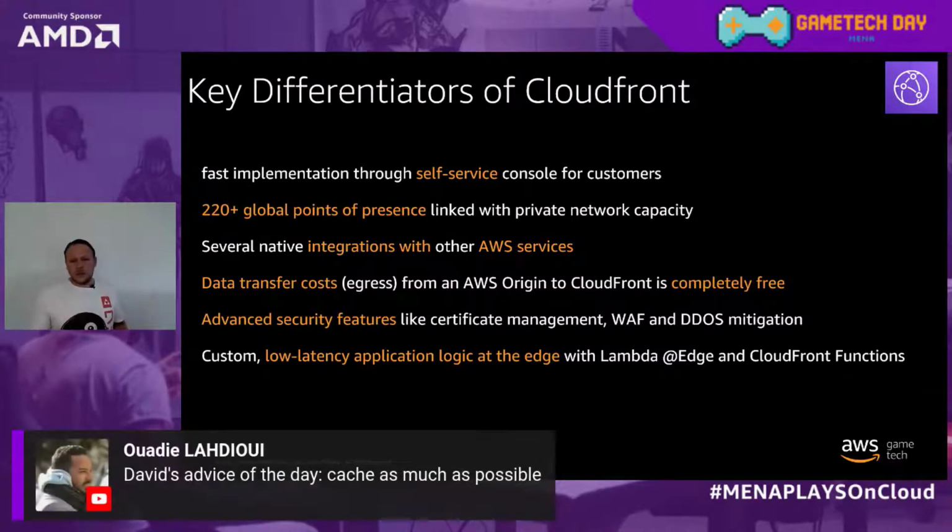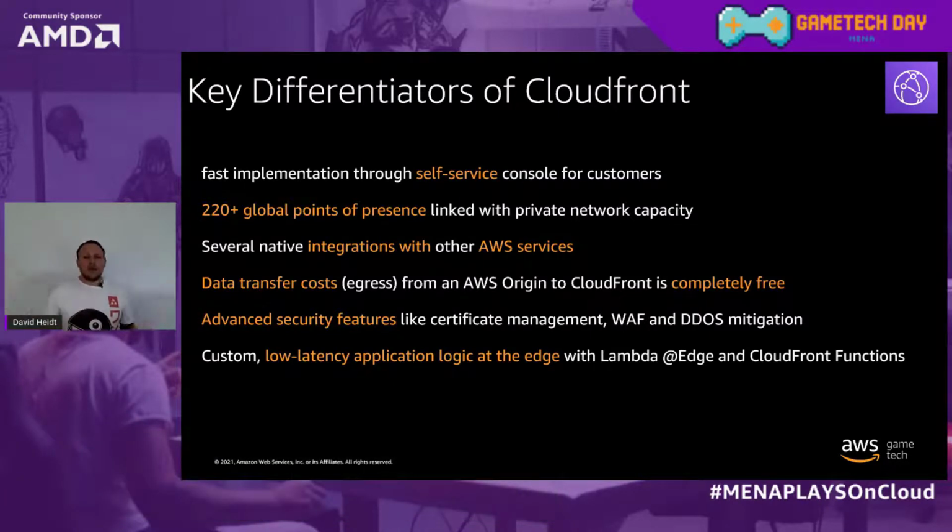We have a huge Amazon Global Network, and sorry, that number is wrong, it's 230 and more. We are extending and expanding constantly. Most importantly, you can integrate everything that you do with CloudFront or with Lambda@Edge with all the other AWS services.